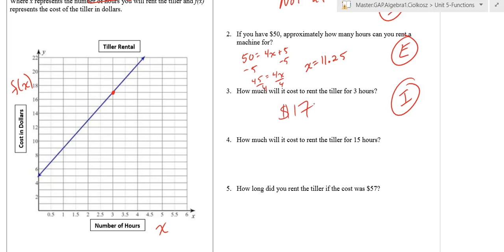Moving on. How much will it cost for 15? Not on there. Let's extrapolate. So, f of 15, 60 plus 5, it gives me 65. So it's going to cost me $65 to rent it for that long.